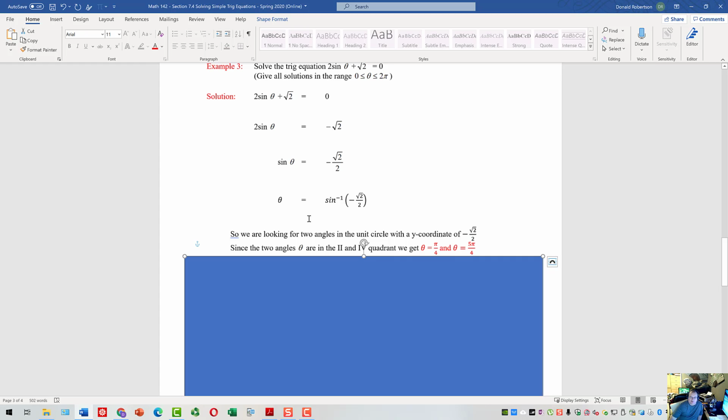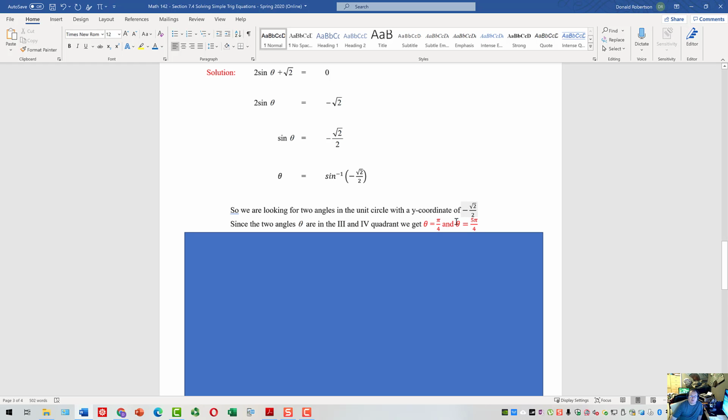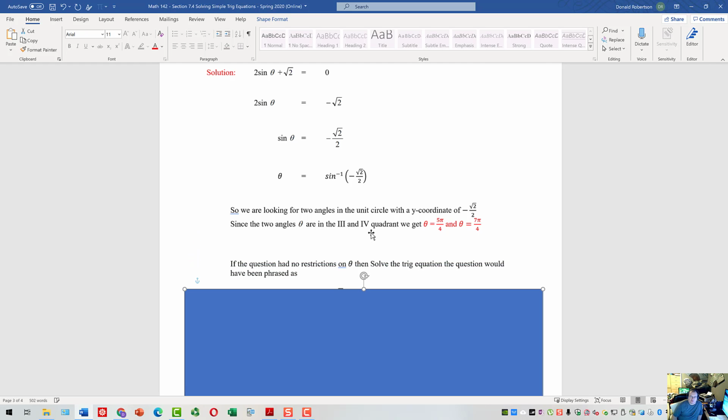So let's see where we are going to look. So when is this going to happen? Well, it's going to happen when you're looking at the third quadrant and the fourth quadrant. Now, the two angles that do that are in the third quadrant 5 quarters, and when you go to the fourth quadrant it works at 7 quarters. So our two solutions in the range 0 to 2 pi are these two.